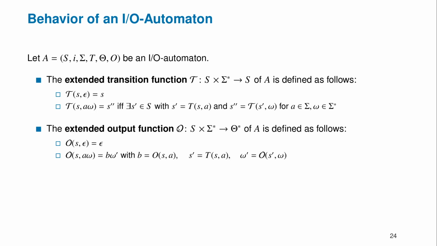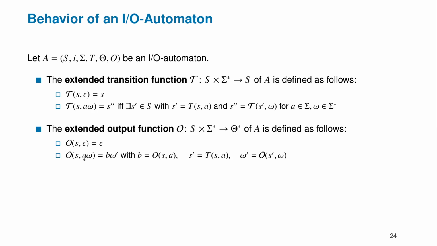In a similar way I can define the extended output function, where again I use a calligraphic letter, this O. This extended output function takes a state and a word over the input alphabet and maps it to a word of the output alphabet. The output of a state S and the empty word is the empty word. So if I read the empty word, then I also write the empty word.